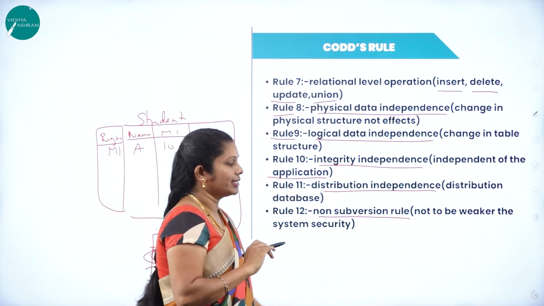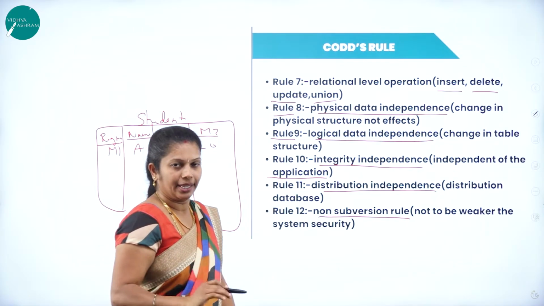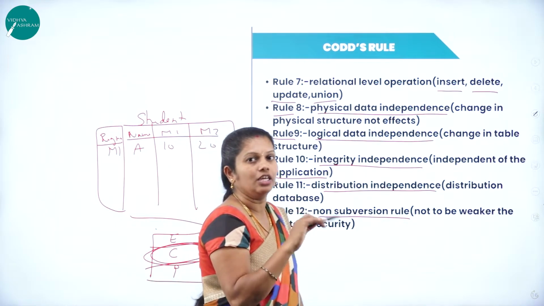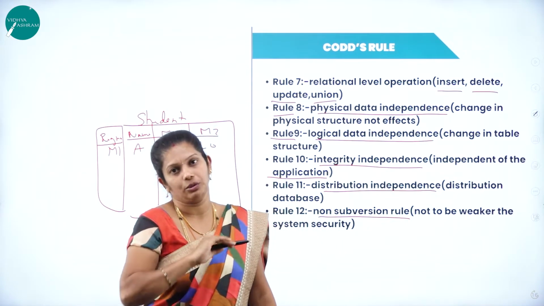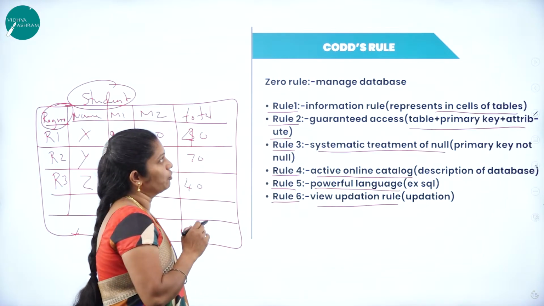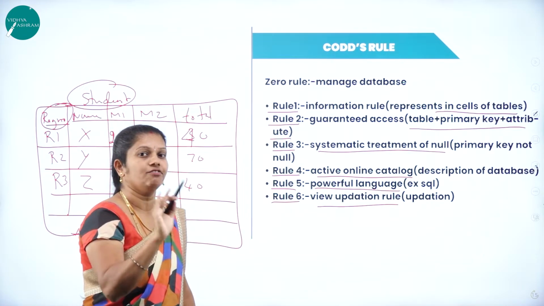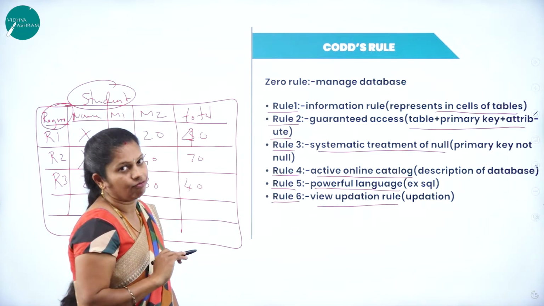Rule 12, non-subversion rule. It means not to weaken the system security. Compulsorily, we need security, then only can we access the data easily, and it can be secured for future purposes. These are the few Codd's rules we have to follow. These rules are important for 5 marks. You have to explain any 5 rules, then only will you get 5 marks in the annual exam.